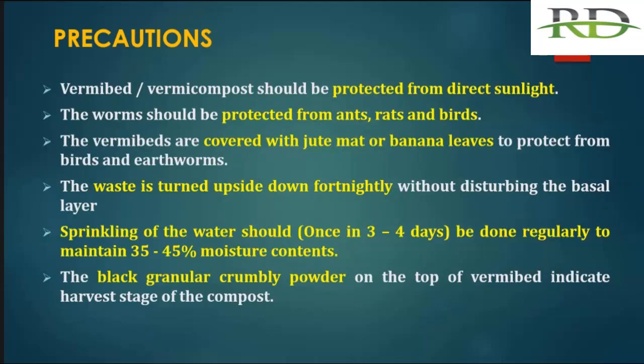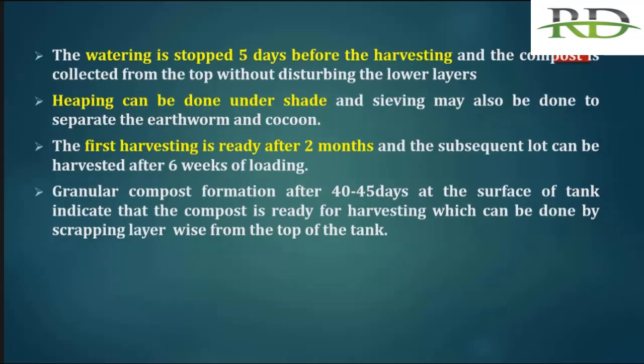Watering is stopped 5 days before the harvest, and the compost is collected from the top without disturbing the lower layers. Heaping can be done under shade, and sieving may be done to separate the earthworms and the cocoons. The first harvest is ready after 2 months. After 2 months of bed preparation, subsequent harvests may be after 6 weeks of loading. Granular compost forms after 40 to 45 days at the surface, which indicates that the compost is ready for harvesting, by scraping the top layer of waste from the top of the tank.